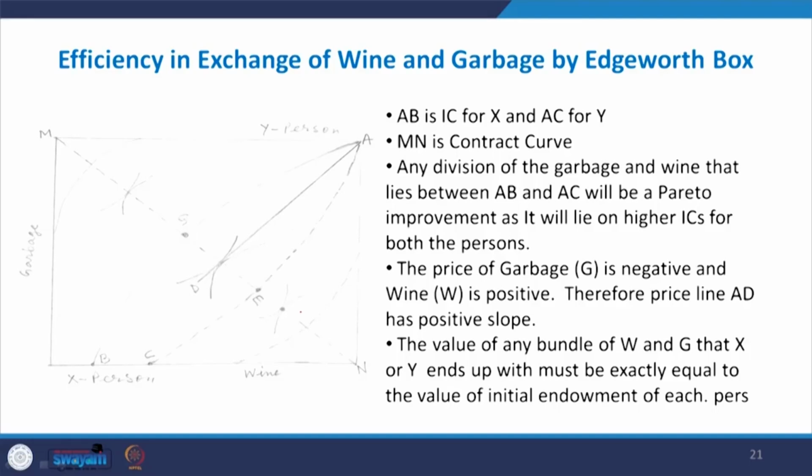So, this is the equilibrium level, where market efficiency occurs at the point where the slopes of the indifference curves of the two persons, in the case of garbage and wine, are the same and equal to the slope of the price line. Let us now sum up. So, let me just tell you in brief what I discussed in this lecture.